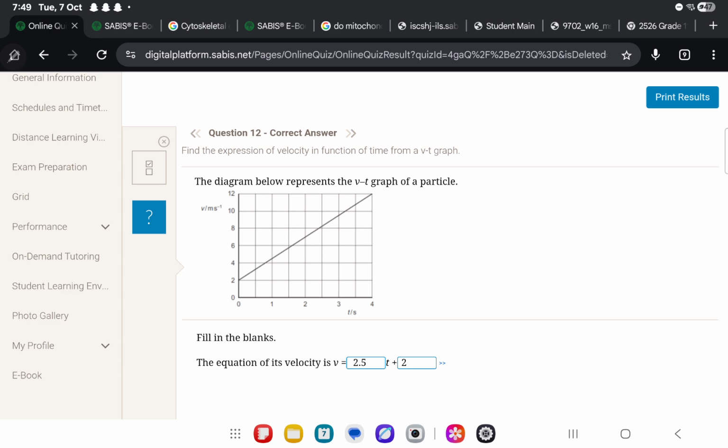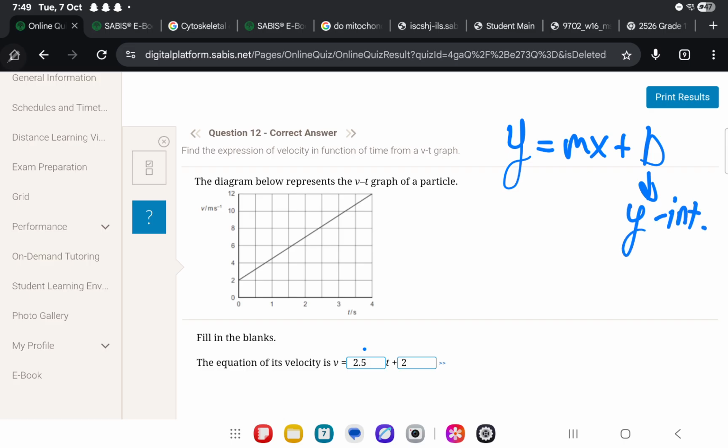Okay, now question 12 is very, very easy. So it looks confusing, but it's not confusing at all. The equation of velocity. Now, they want you to express it in the form of y equals mt plus b, right? It's similar to y equals mx plus b. Now, let's go back to grade 7 math really quickly. Okay, algebra 1. B, this is my y-intercept, right? This is y-intercept. This is my slope, okay?